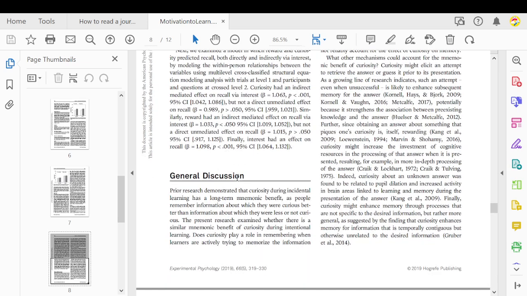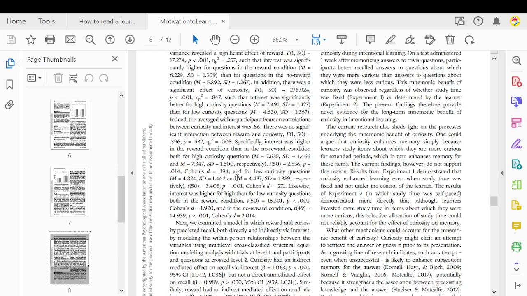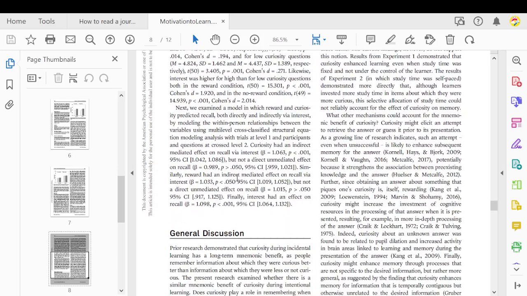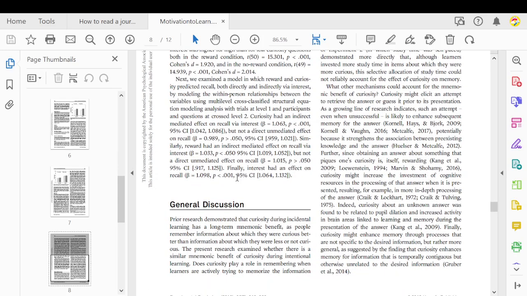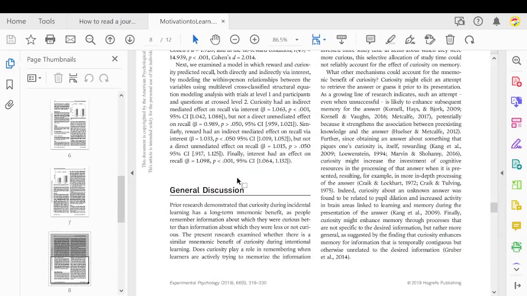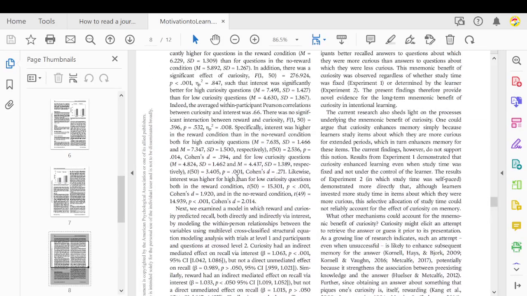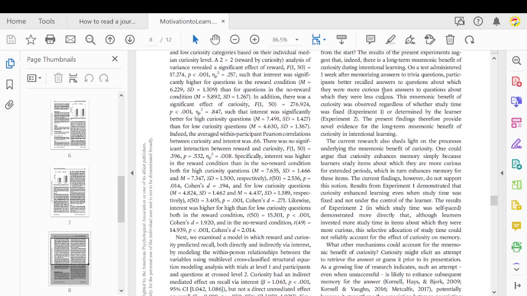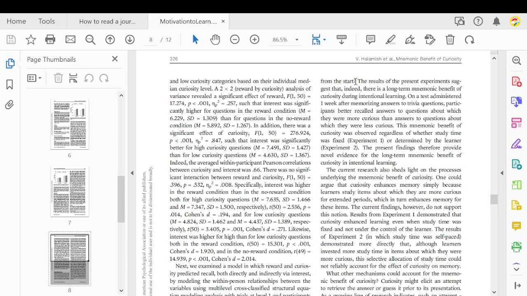And it's the first paragraph in the discussion that is usually where the gold really is. So prior research demonstrated, does curiosity play a role in remembering when learners are actively trying to memorize? This mnemonic benefit was observed. Okay, so here we go. The results of the present experiment suggest that indeed there's long-term mnemonic benefits of curiosity during intentional learning. This mnemonic benefit of curiosity was observed regardless of whether study time was fixed or determined by the learner. The present findings therefore provide novel evidence.